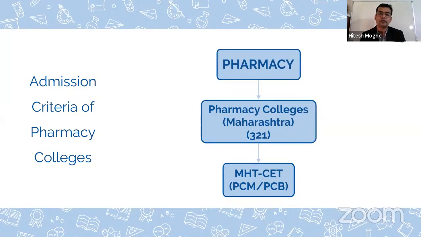So by applying for these, I mean by getting good ranks in these exams, you can apply for good pharmacy colleges in Maharashtra. There are sufficient numbers of pharmacy seats. This degree is called B Pharma. It takes 4 years, Bachelor of Pharmacy.